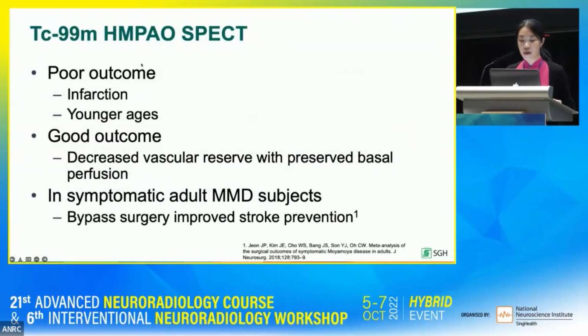For HMPAO SPECT, it has been shown that outcomes for patients are generally poorer if they have already had infarction or are of younger age, whereas patients with decreased vascular reserve but preserved basal perfusion can have a good outcome. And these are from this paper, a meta-analysis of surgical outcomes of symptomatic moyamoya disease in adults. In these subjects, they have shown that bypass surgery improved stroke prevention.